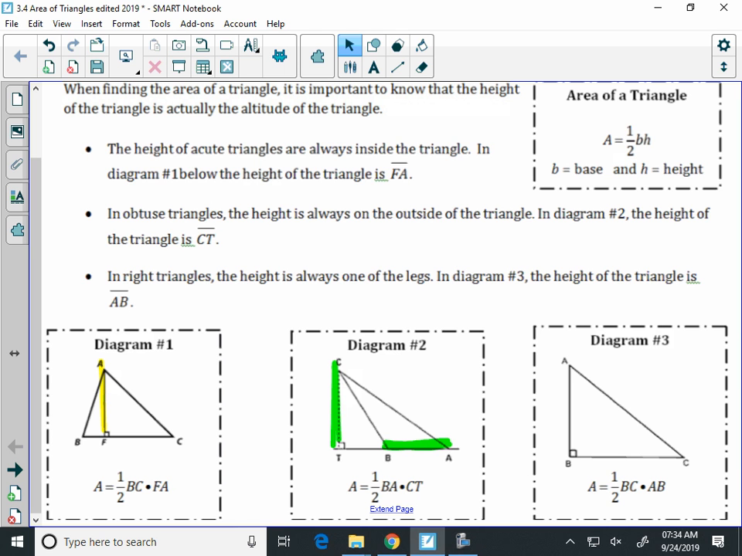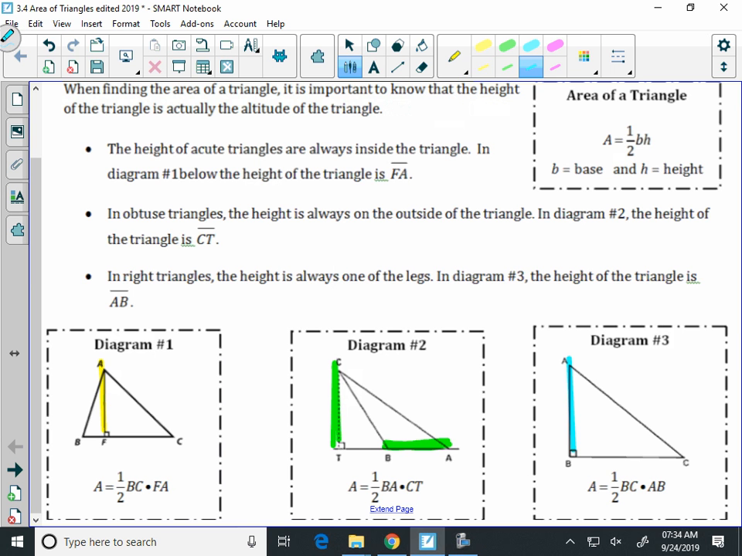And in right triangles, the height is always one of the legs. The legs are the two sides that make up that right angle. When we find the area, we don't really use the hypotenuse of a right triangle. It's always the legs. So in this diagram here, the height of this triangle would be AB. That's the one that's going up and down. The base would be the other leg, which is BC.